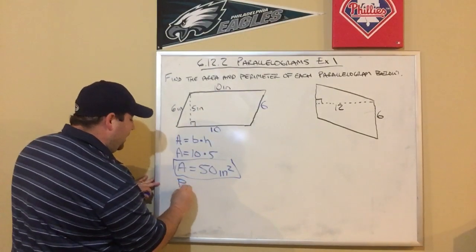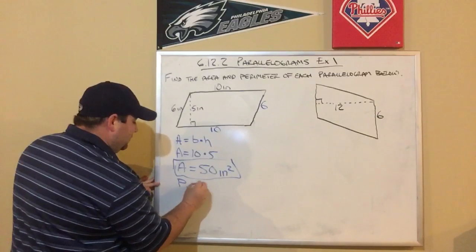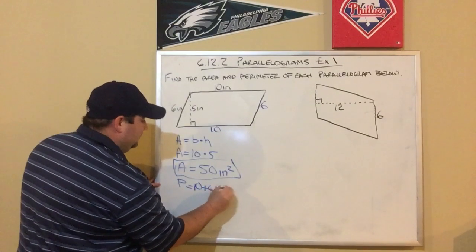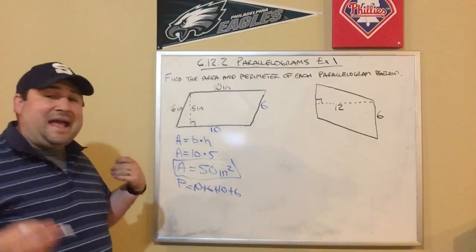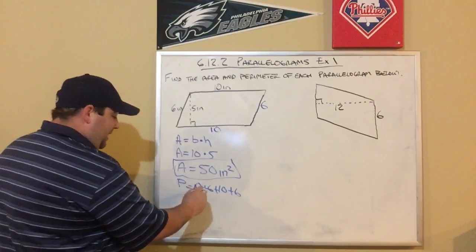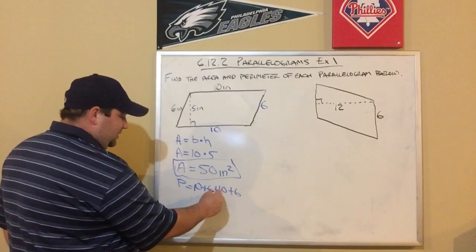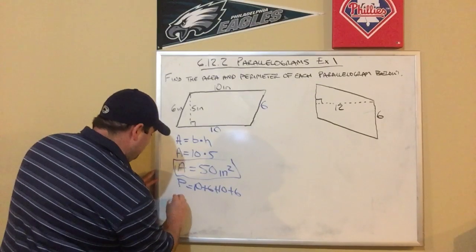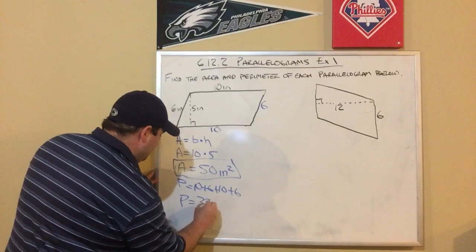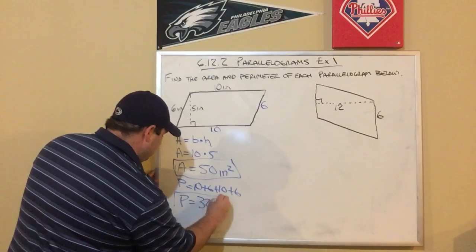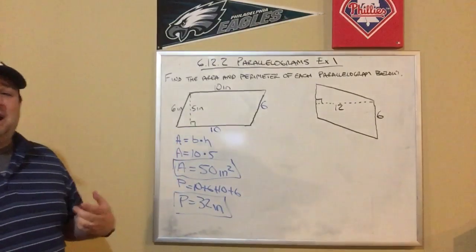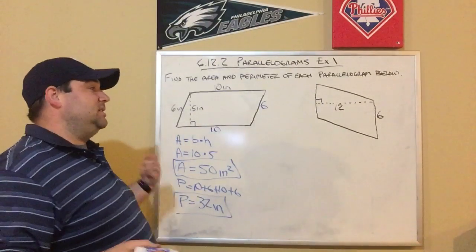So for the perimeter, I'm just doing 10 plus 6 plus 10 plus 6. So I add those up. 10 plus 6 is 16, plus 10 is 26, plus 6 is 32. So my perimeter is 32 inches. So I've got my area, I've got my perimeter. So let's look at our next one.